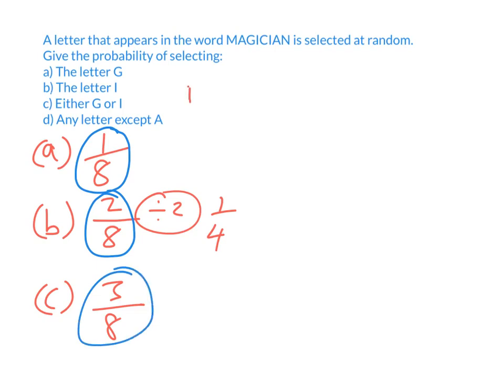The final question asks us the probability of selecting any letter except for A. Well, we can see here that we have got 2 A's, which means that 6 of the letters are not A. So 6 out of 8 are not A. And again, we always try to simplify, so we divide by 2. 2 into 6 goes 3 times, and 2 into 8 goes 4 times. So there's a 3 in 4 chance that we would select any letter except for A.